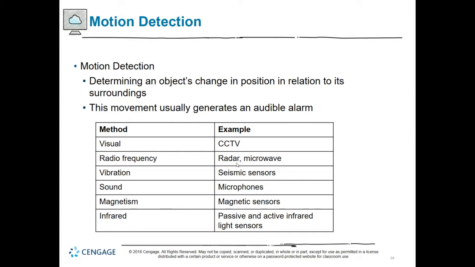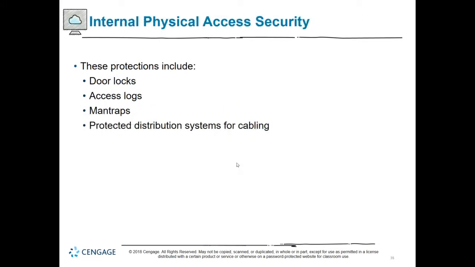Probably the one you're most familiar with would be the motion light. When you walk into a secure area, a motion sensor makes a light come on. You've probably seen them in your houses where you have security lights outside that pick up motion and come on.